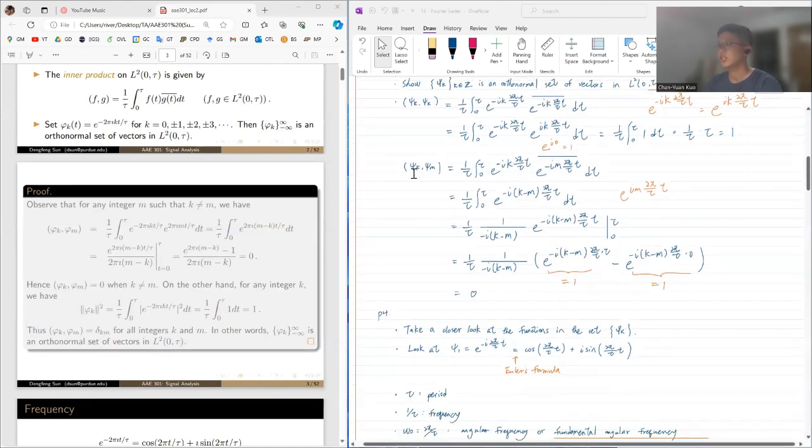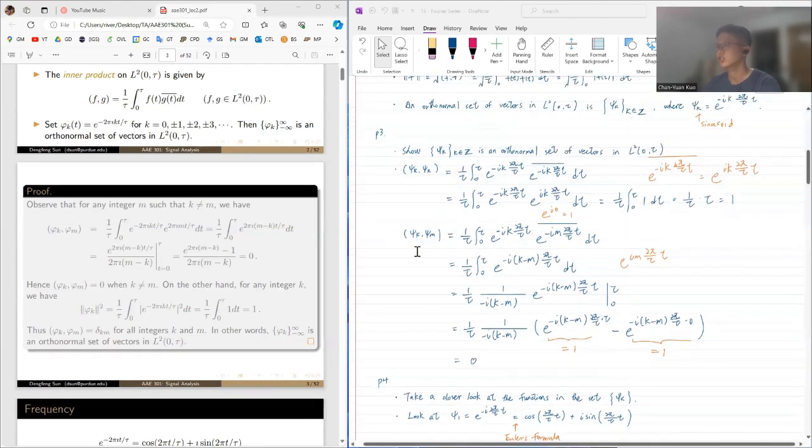Now let's look at the other inner product, the inner product of psi k and psi m. Again, according to the definition, we can obtain the expression that is shown on the right here for this inner product. If you work out the integral, you will see that in the end this inner product will be 0. That means the vector psi k is orthogonal to the vector psi m. And these two conditions are exactly what we needed to say that the set of functions psi k is an orthonormal set of vectors in the Lebesgue space.